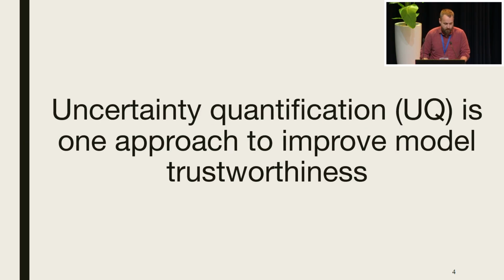So there's been a lot of work looking at uncertainty quantification as one approach to improve the trustworthiness of these models. What we do here is try to get the model to expose how uncertain it is about a task that it's trying to solve or a question that it's trying to answer. And if this uncertainty is well calibrated, we gain some insight into how much we should trust the conclusions the model is coming up with.